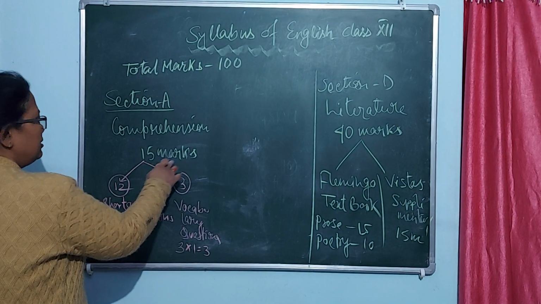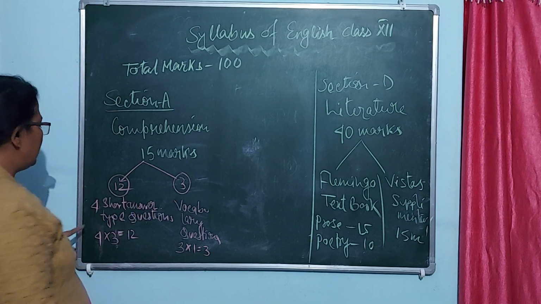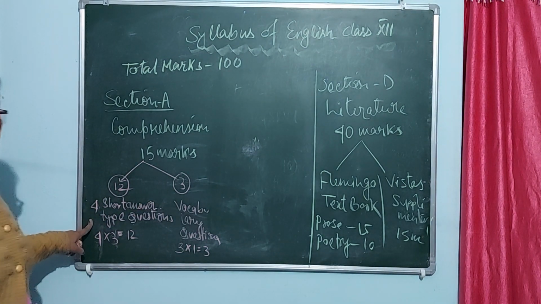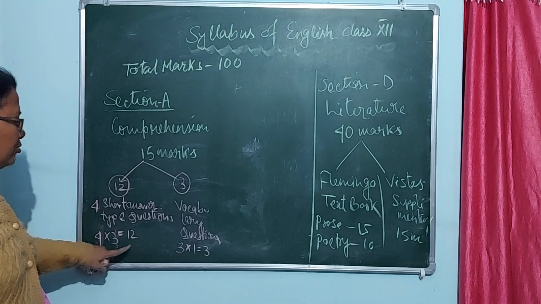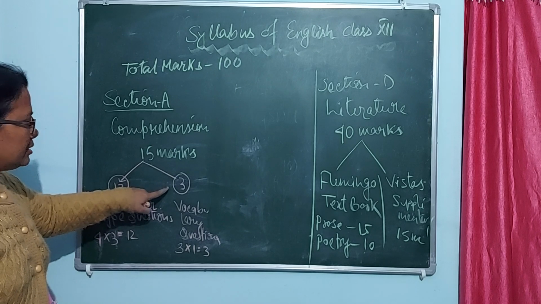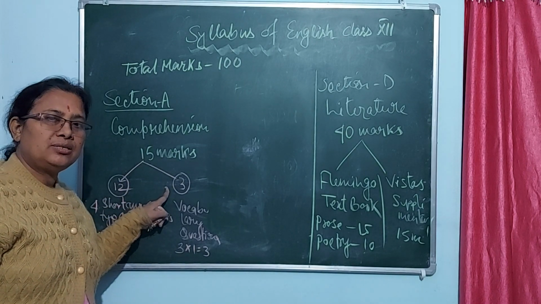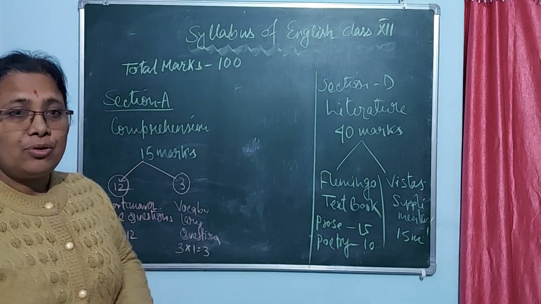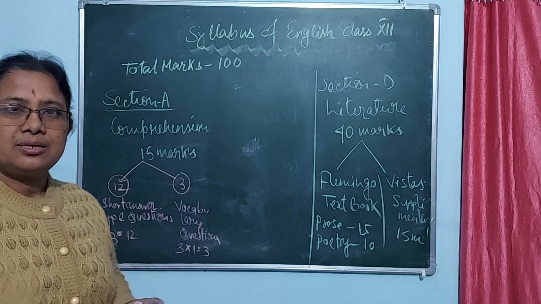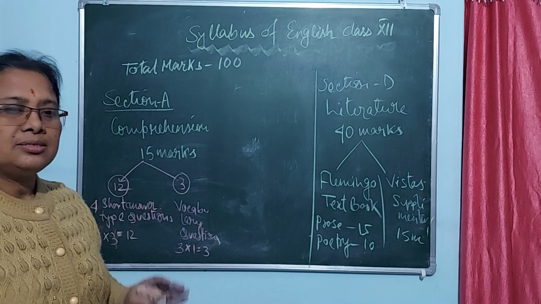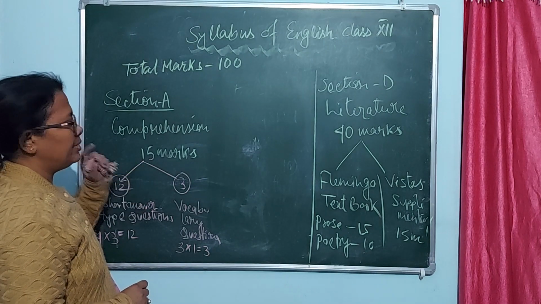15 marks are there. 15 marks have been divided into 12 plus 3. For 12 marks, 4 short answer type questions will be given, each carrying 3 marks. So 4 into 3, 12 marks. Next, 3 marks will come from vocabulary. Sometimes synonyms, antonyms, or some adjective or noun forms are asked from inside the passage only. So if you go through the passage carefully, then you can write the answers very easily. So this is our section A, comprehension, 15 marks.